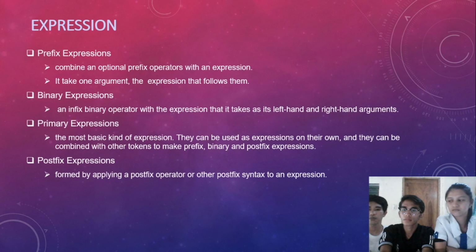The next is the binary expression. An infix binary operator with the expression that it takes as its left-hand and right-hand argument. A binary expression contains two operands separated by one operator. Not all binary operators have the same precedence. All binary operators have left-to-right associativity. The usual arithmetic conversions are performed on the operands of most binary expressions. The order in which the operands of most binary operators are evaluated is not specified. To ensure correct results, avoid creating binary expressions that depend on the order in which the compiler evaluates the operands.